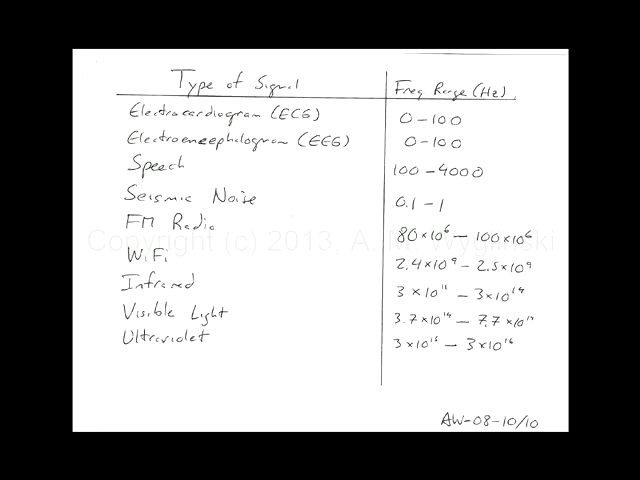Seismic noise is really low frequency, because these signals are very long, like earthquakes and such. FM radio, we're talking about 80 megahertz to about 100 megahertz. Wi-Fi, the stuff that we use now, assuming that you use the 2.4 to 2.5 gigahertz band, you would be looking at frequencies there.